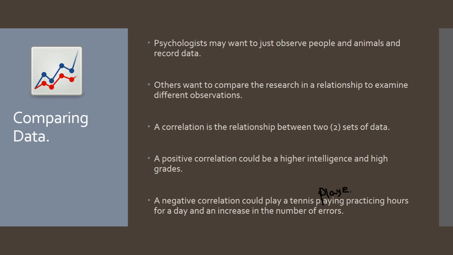So a tennis player practicing for many, many hours a day, and not really getting any better. Or somebody may be practicing the saxophone for 8 hours a day, and they're still playing the wrong notes, they're still playing the wrong music. That's something that we don't expect. We expect a person to get better if they practice, but if they're not, that's what we would call a negative correlation.